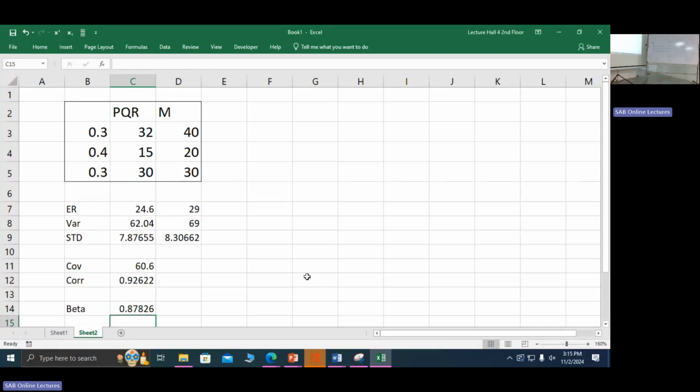Now the relation is positive. When the market is increasing by 1%, this stock return is increasing by 0.87. If the market drops by 1%, this company is dropping by 0.87. So what can you say about the systematic risk? Is it high or low?